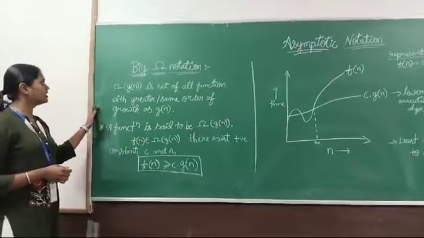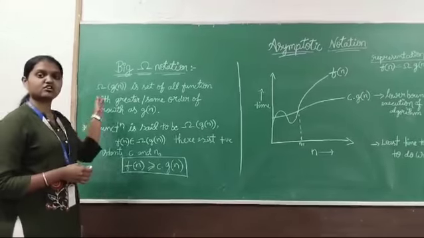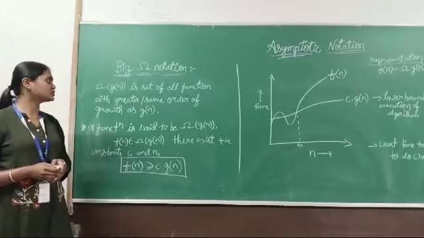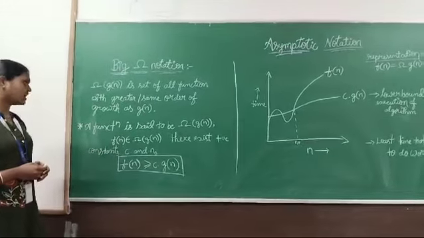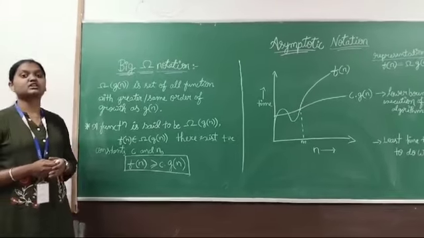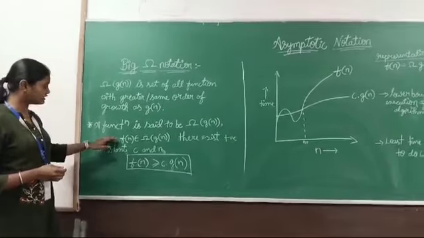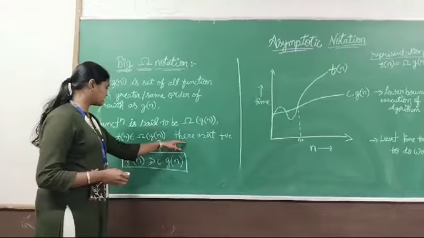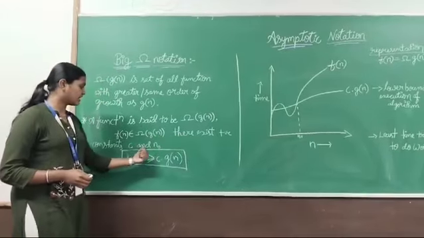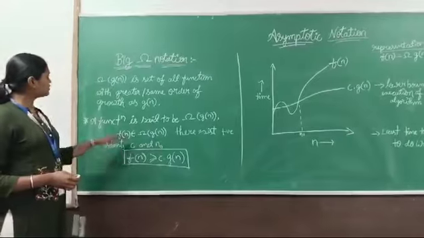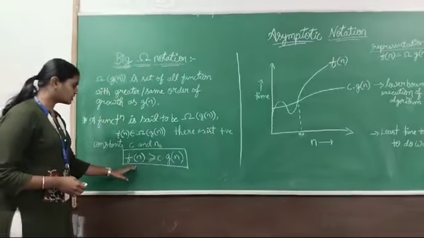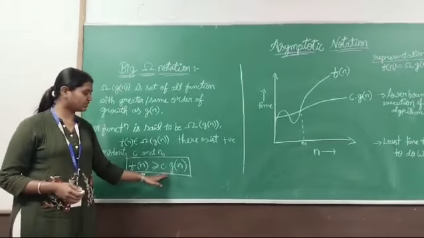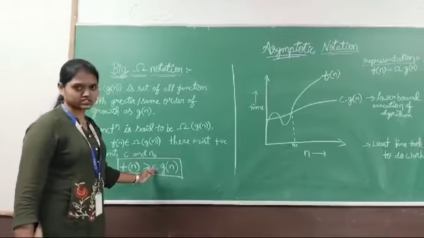Big omega notation. Omega of g of n is a set of all the functions with a greater or same order of growth as g of n. Its definition: a function f of n is said to be omega of g of n if f of n belongs to omega of g of n, and there exist positive constants c and n naught. The condition for big omega notation is that f of n must always be greater than or equal to c into g of n. As you know, c is a constant.